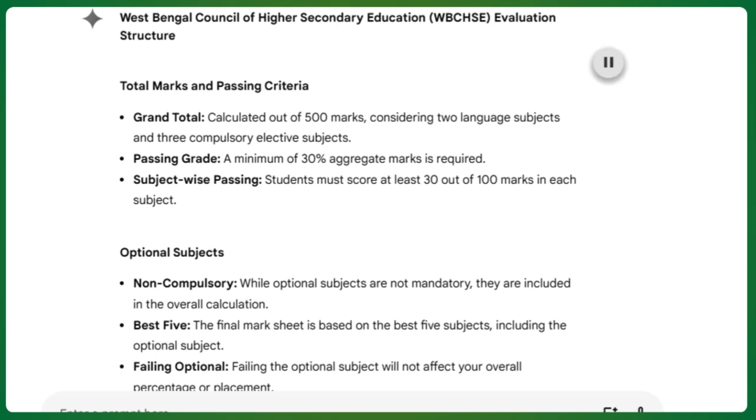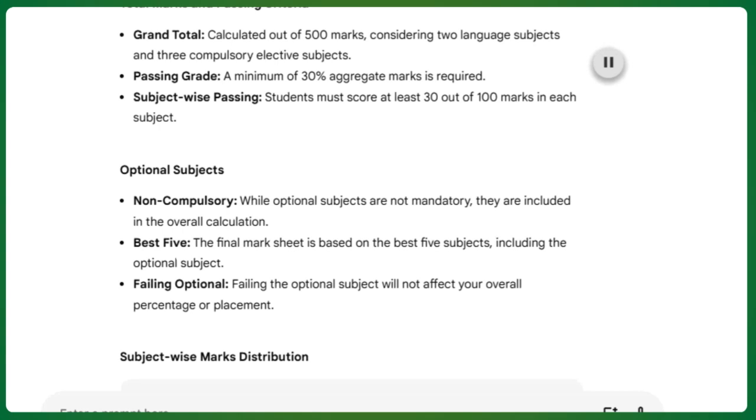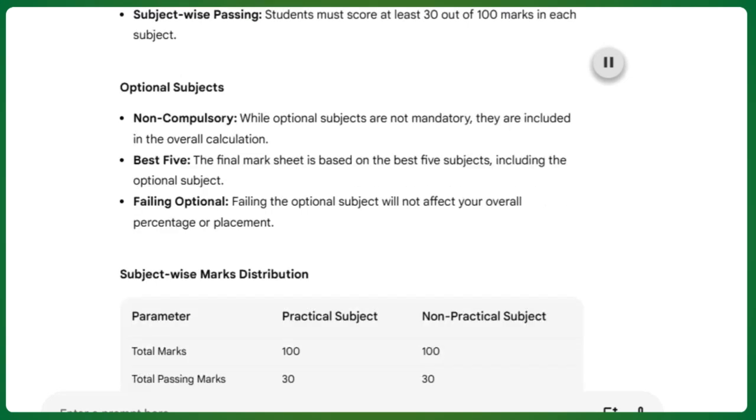Optional subjects. Non-compulsory. While optional subjects are not mandatory, they are included in the overall calculation. Best 5. The final mark sheet is based on the best 5 subjects, including the optional subject. Failing optional. Failing the optional subject will not affect your overall percentage or placement.